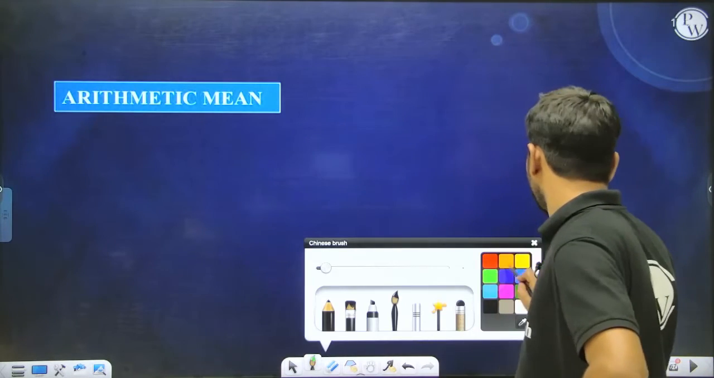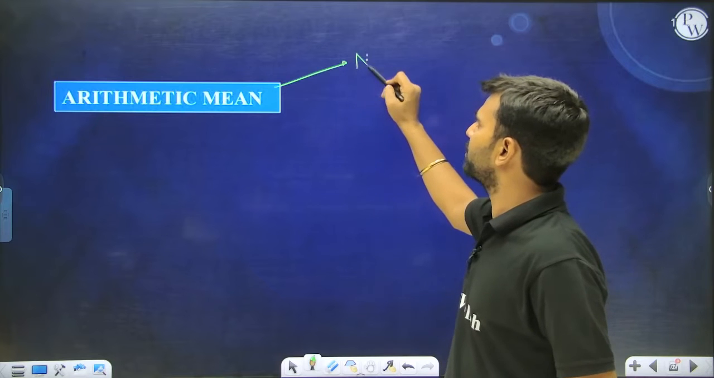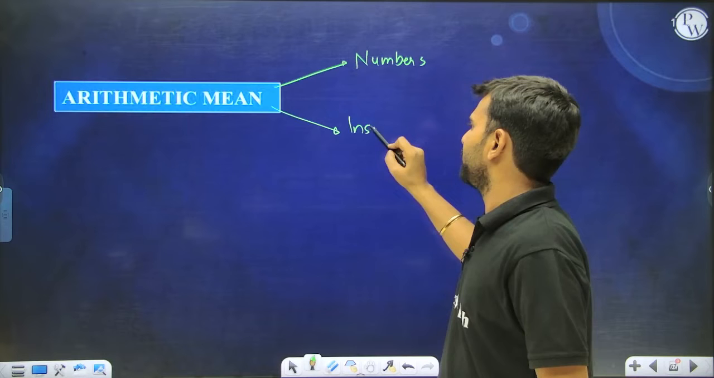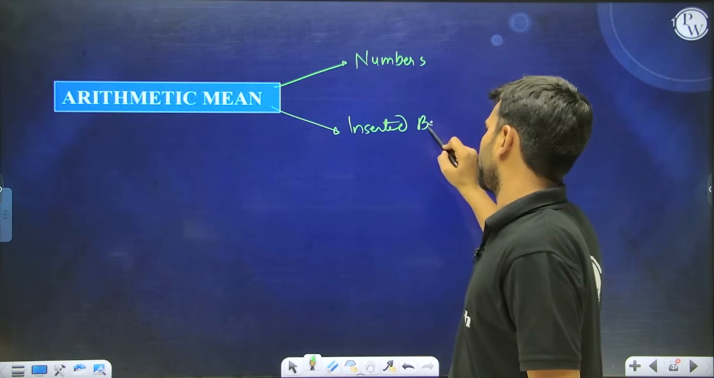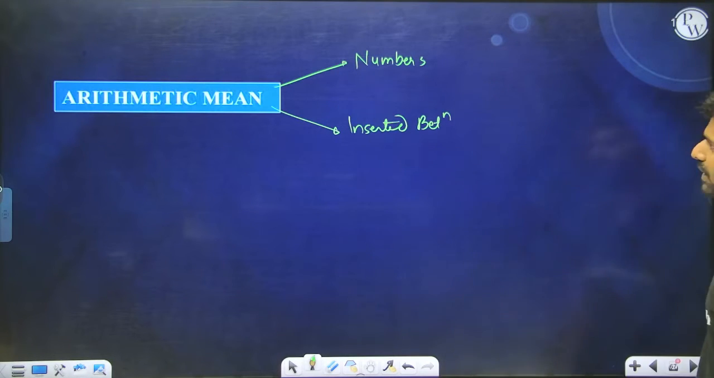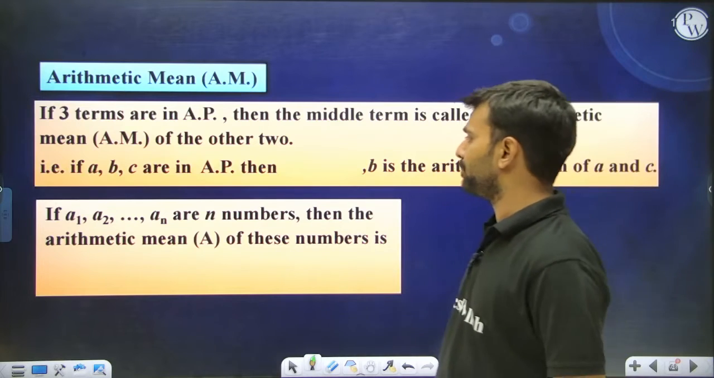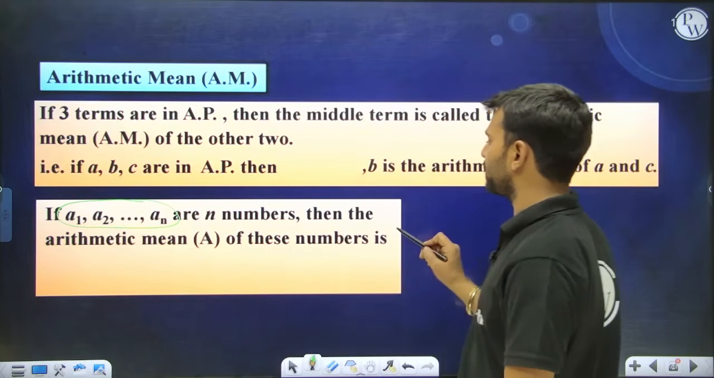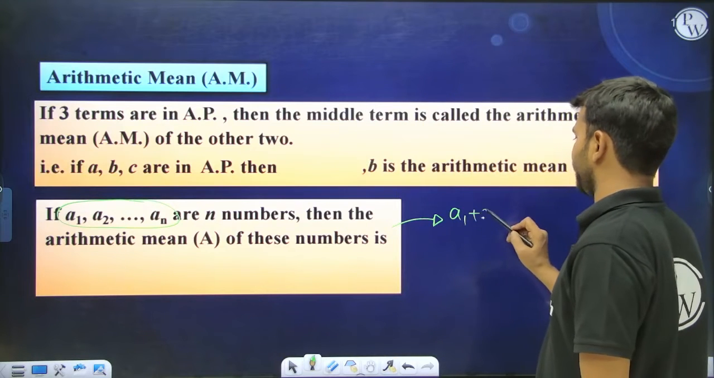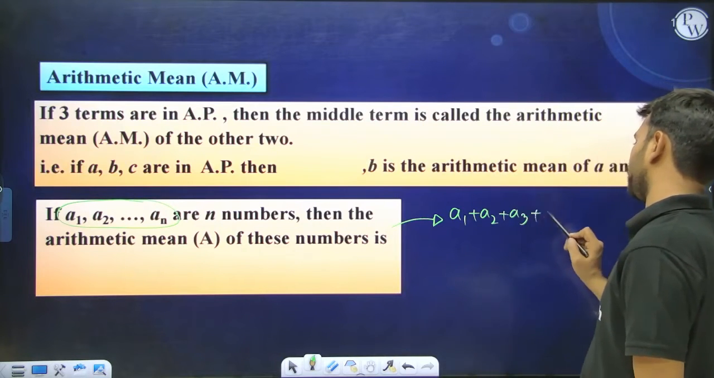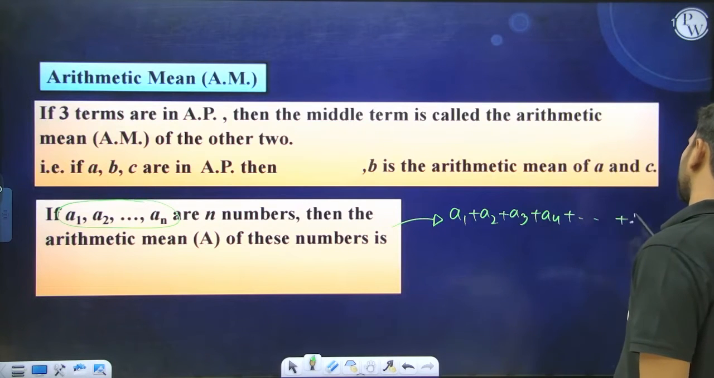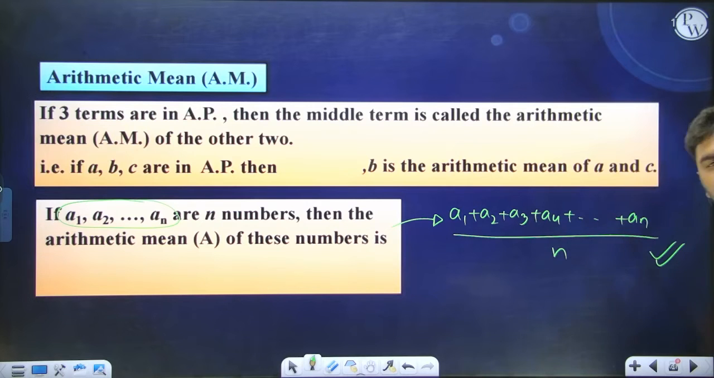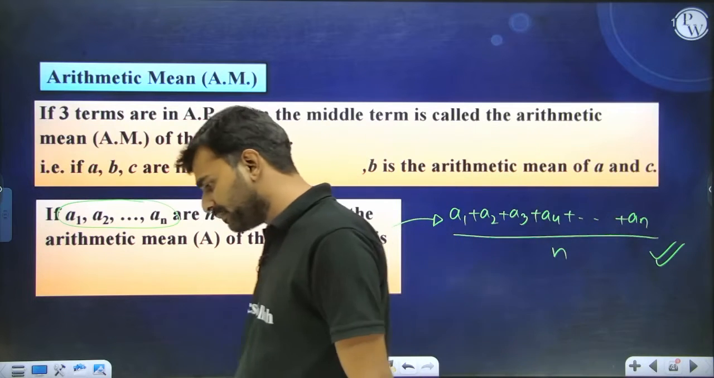Okay, arithmetic mean, two kinds of cases we are going to see: arithmetic mean of numbers, and arithmetic means inserted between numbers. First, let's talk about arithmetic mean of numbers. Let's say these are a few numbers and I want to find the arithmetic mean of these numbers. Then it can be given by A1 plus A2 plus A3 plus A4 and so on, that is adding all the numbers, divided by the total number of numbers. This is nothing but the formula for arithmetic mean of n numbers.